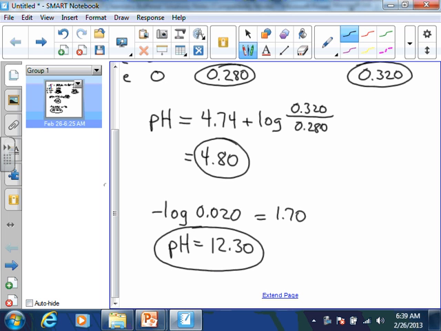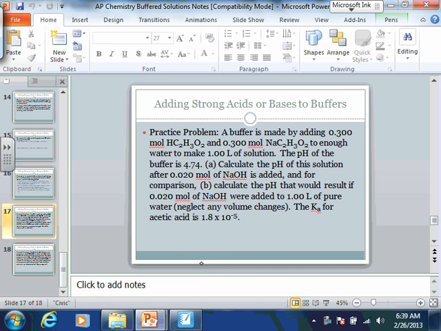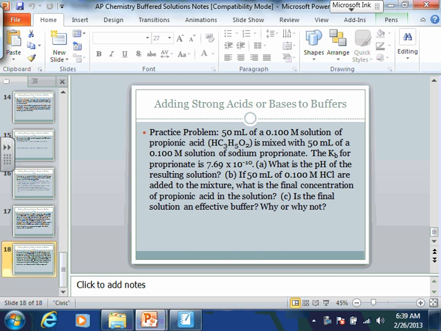Now look at that. That is a big difference. You put that much OH minus into pure water, you raise the pH to 12.3. You put it in the buffer solution, it's still 4.80. So that's a big difference. That's why we use buffer solutions. They really work as far as resisting those changes in pH. Okay, let's look at the next one and see if we need to go over that one. It might be very similar.